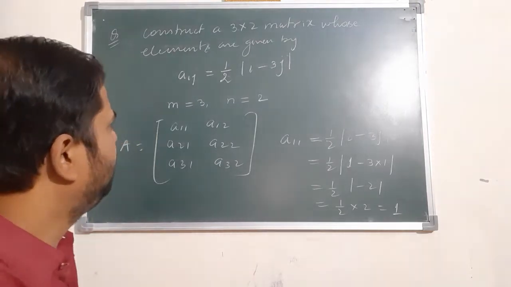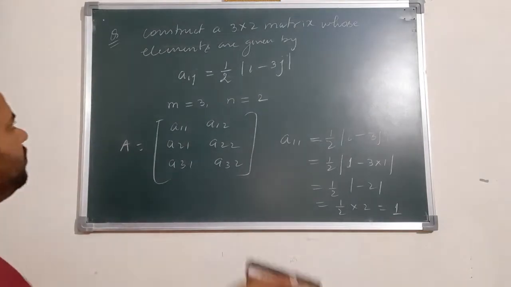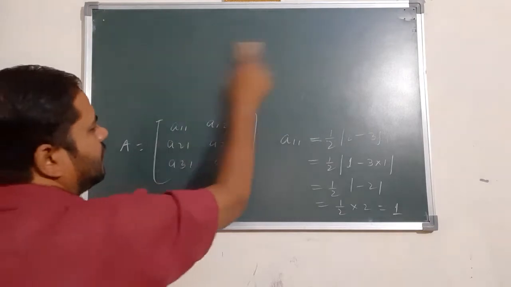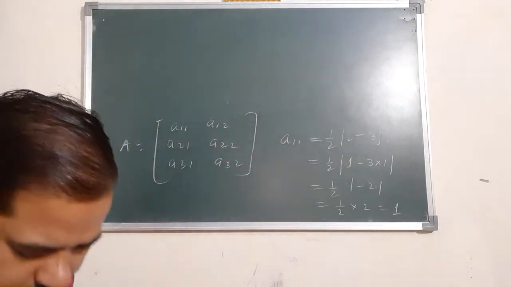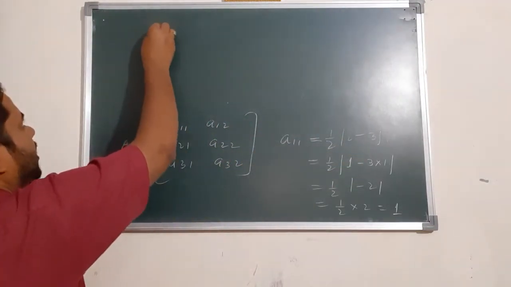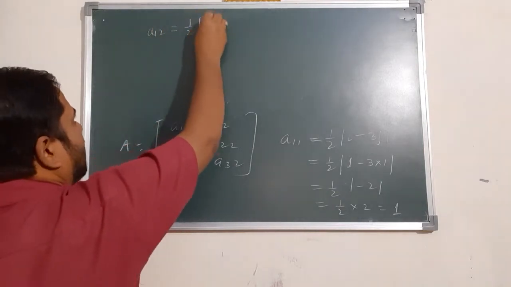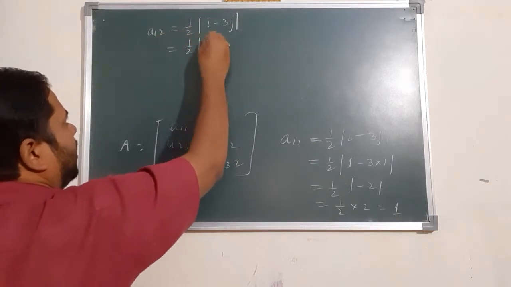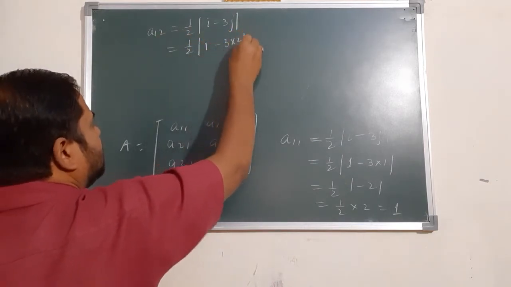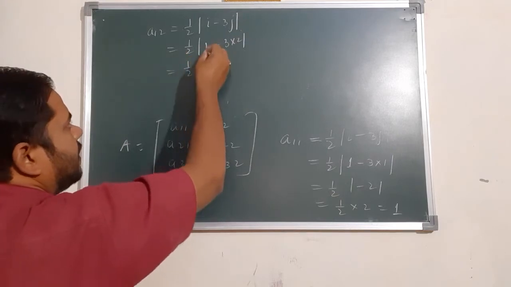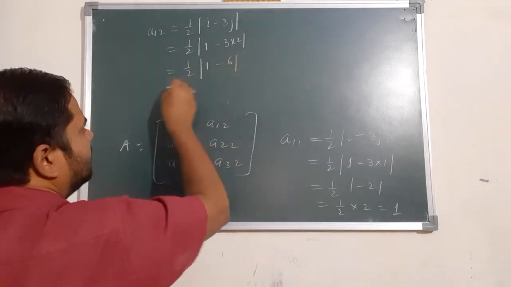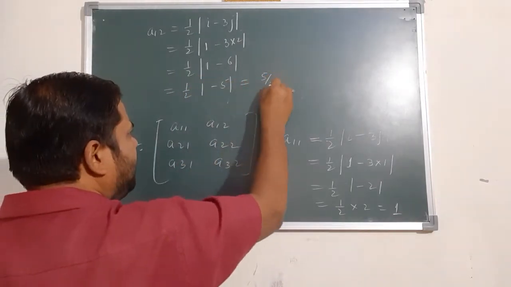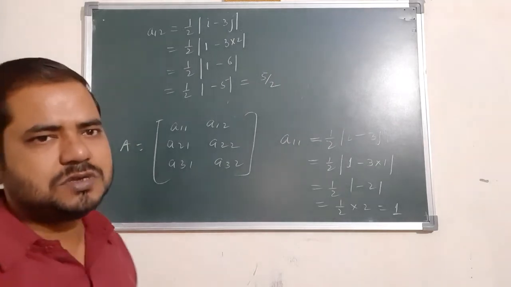Okay, so one by one we find. I'm just going to erase above this one. And now we find A12. A11 we had already found. So A12 is 1 by 2 |i minus 3j| again. So 1 by 2 at the place of i1 and j3 into 2. So 1 by 2 |1 minus 6|, 1 by 2 mod of minus 5, so minus 5 means plus 5 by 2. So second entry A12 is 5 by 2.